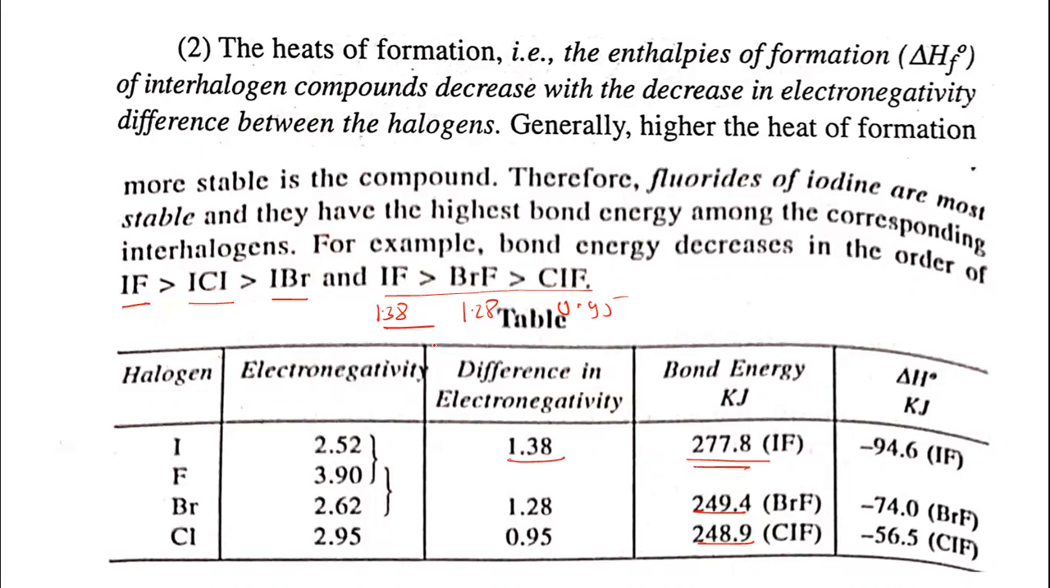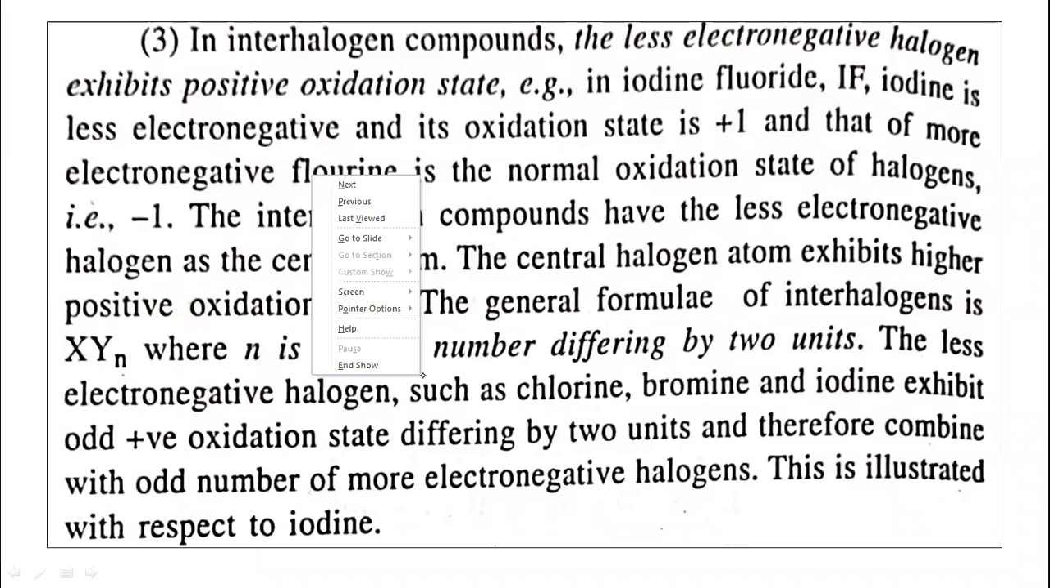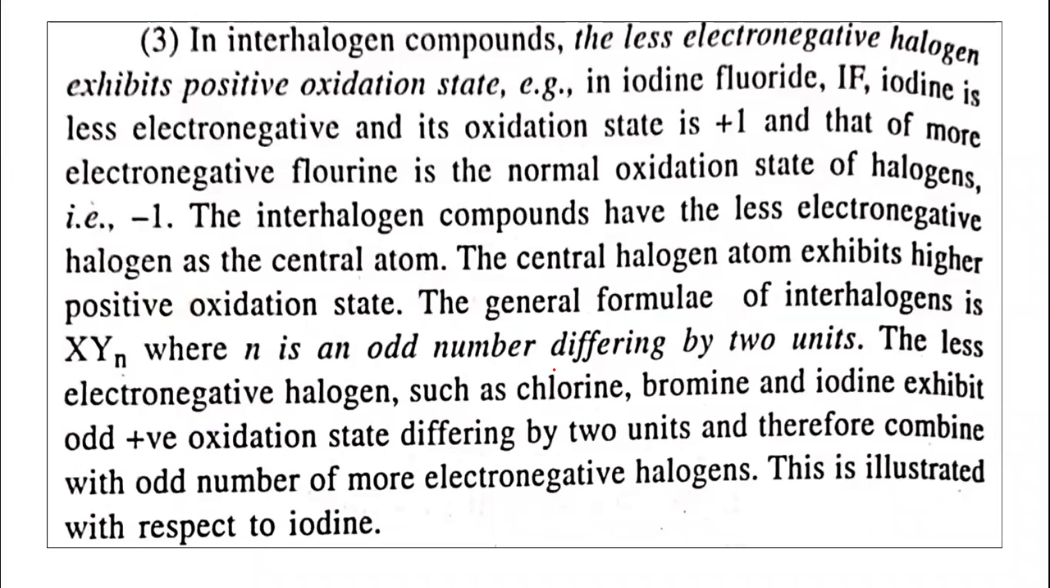So generally it will depend upon the difference between the electronegativity of the two halogen elements. Now the third property, which is very important, explains the oxidation state of the interhalogen compounds. We know that in interhalogen compounds, the less electronegative halogen element shows a positive oxidation state, and the more electronegative halogen element shows a negative oxidation state.